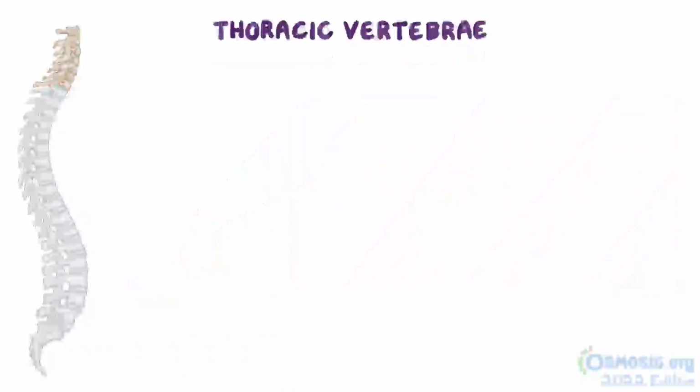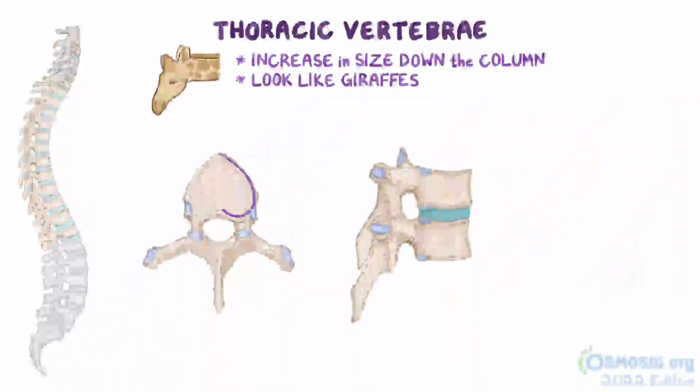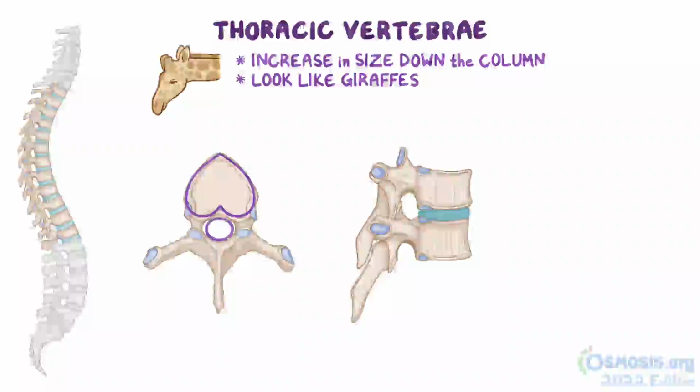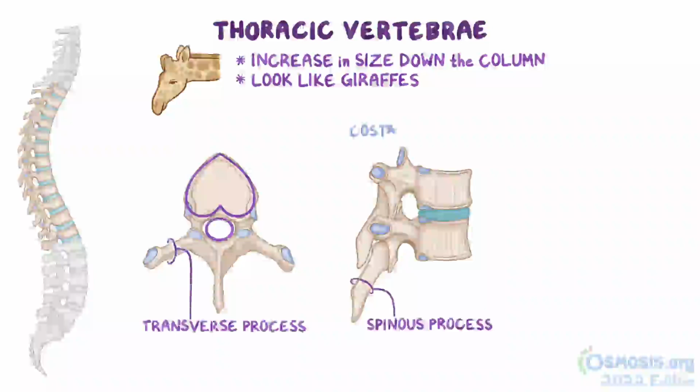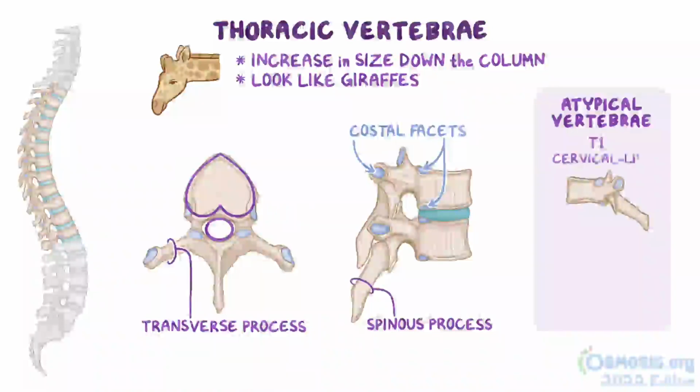Thoracic vertebrae are a bit bigger than cervical vertebrae and increase in size down the column. They look like giraffes and have a heart-shaped vertebral body, a small circular vertebral foramen, long transverse processes, downward sloping spinous processes, and costal facets on the vertebral bodies and transverse processes, which are unique to the region. The atypical thoracic vertebrae are T1 at the top of the region, which appears to be more cervical-like, and T12 at the bottom of the region, which appears to be more lumbar-like.